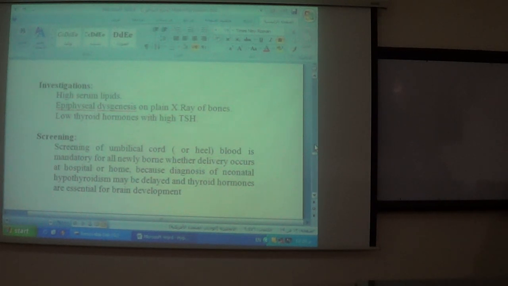We should not wait until clinical manifestations appear and the patient complains and the doctor notices and diagnoses or suspects and confirms. A lot of time passes during which irreversible brain damage may have occurred to the infant's brain. So screening is mandatory for all newborns.